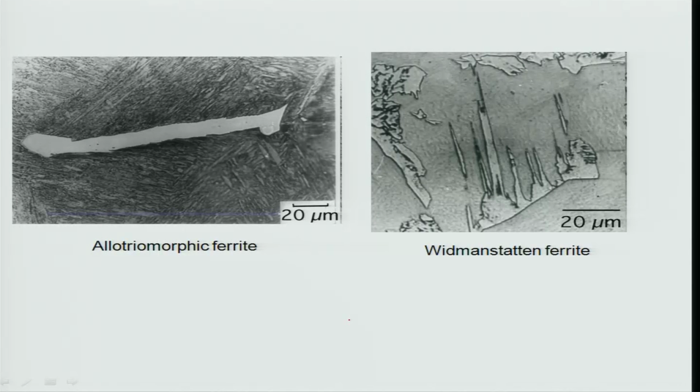Grain boundary allotriomorphic ferrite is like this needle crystal, you can see here. It has formed between the two gamma grains, which have already transformed into pearlite, and this is known as allotriomorphic ferrite, and this is the Widmanstatten ferrite. You see one side the interface is flat, and the other side it has formed these plates, and I have already drawn exactly the same morphology on the board to impress it upon you. So this is the Widmanstatten ferrite, and this is the allotriomorphic ferrite.